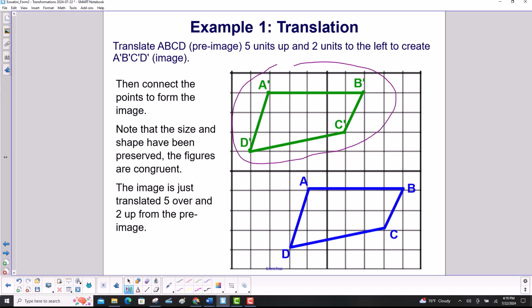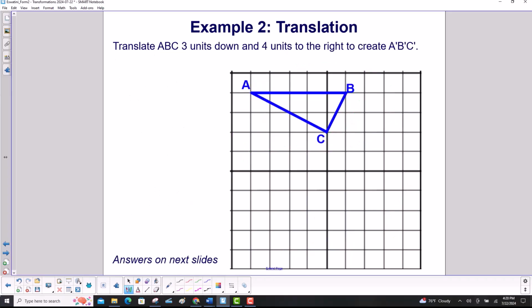Please note that the size and shape have been preserved. The figures are congruent. The image is just translated 2 units to the left and 5 units up from the pre-image. Right, here's your pre-image down here. Let's try a triangle and move it in the opposite direction: 3 units down and 4 units to the right.